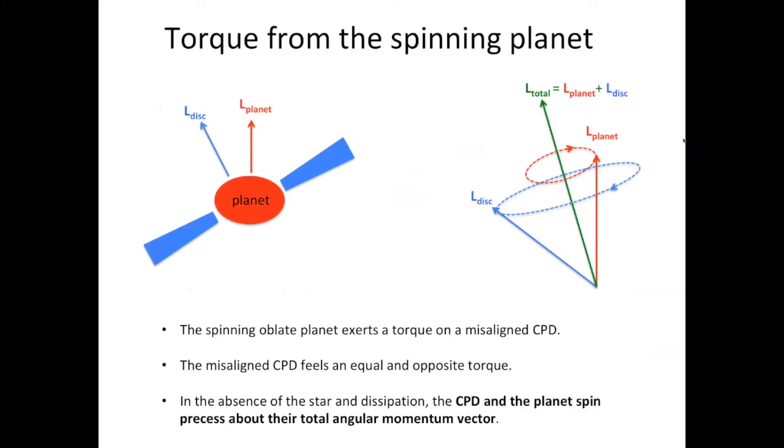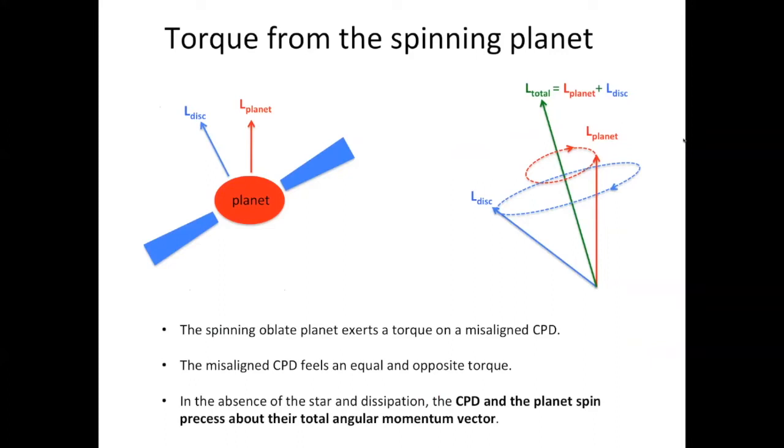So far, we've only considered the dynamics of the circumplanetary disk itself. But now let's explore the effect of this circumplanetary disk evolution on a spinning oblate planet. Now, the spinning planet exerts a torque on the disk, and the disk exerts an equal and opposite torque on the planet. So in the sketch on the right, the blue arrow shows the disk angular momentum vector, while the red arrow shows the planet's spin angular momentum vector. And the green arrow is the sum of these two.